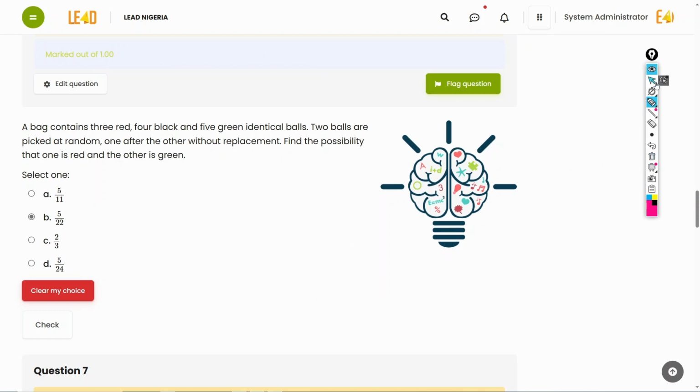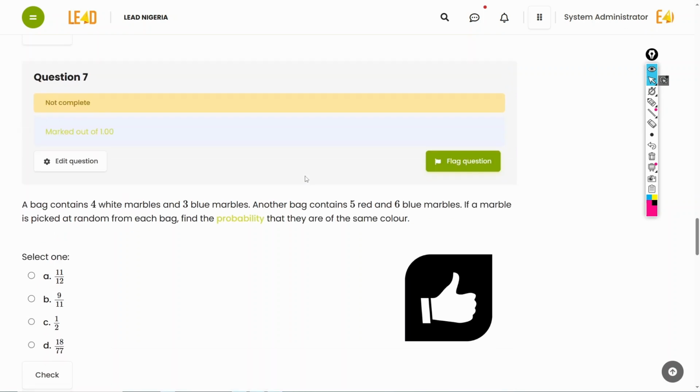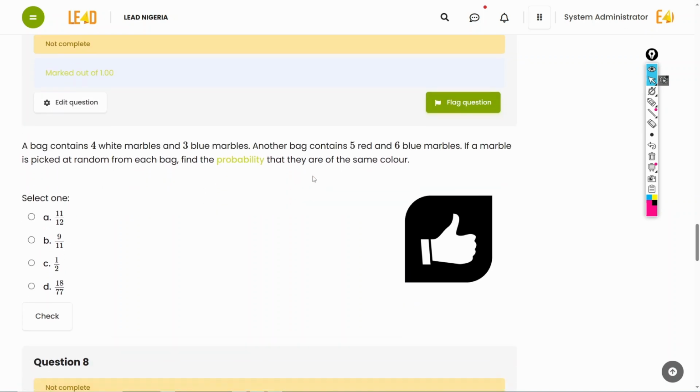All right, so question 7. A bag contains 4 white marbles and 3 blue marbles. Another bag contains 5 red and 6 blue marbles. If a marble is picked at random from each bag, find the probability that they are of the same color.